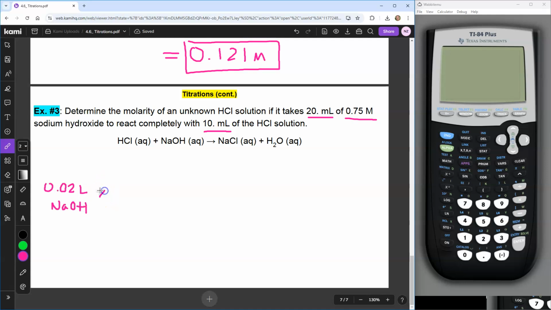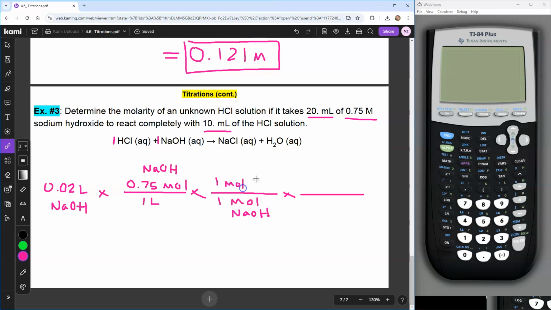We're going to need 3 steps just like we did in the last one. Our concentration is 0.75, so that means there are 0.75 moles of NaOH in 1 liter of NaOH. 1 to 1 this time, so 1 mole of NaOH for every 1 mole of HCl. Finally, we know that we have 10 milliliters of HCl. Converting that into liters, then of course we put our 1 on the top.